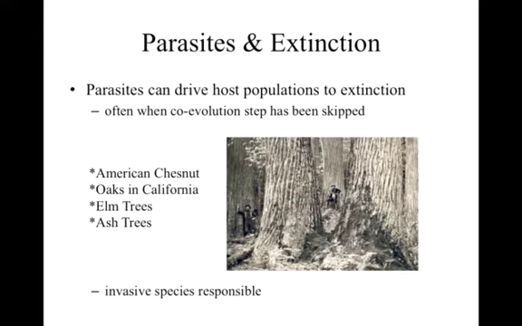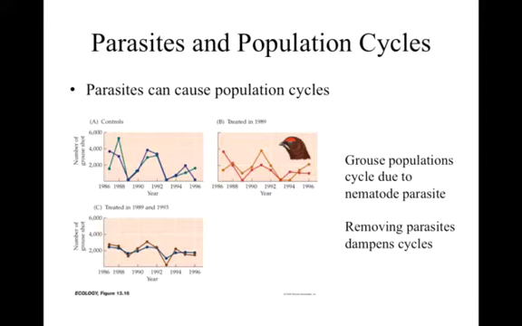Chestnut blight is the parasite. Not only can parasites cause extinction, they can also cause population cycles. So the parasite goes up in abundance, it causes the host population to crash, then there's not enough hosts anymore, and so the parasite population crashes and the host population goes up in abundance. Kind of like the lynx and the hare. It's exactly the same thing, where one goes up when the other goes down.